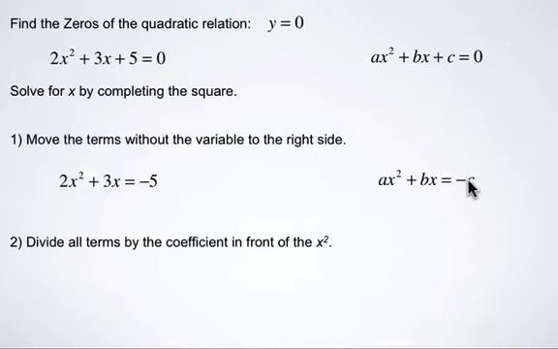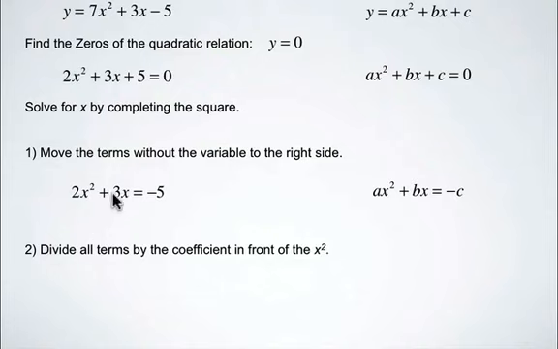Now what we're going to do is divide all the terms by the coefficient in front of the x squared. So we're going to divide both sides by this 2. Remember, this 2 is a. So we divide all of them by 2. When we divide the first one by 2, we get x squared. When we divide 3x by 2, we get 3x divided by 2. And then on the right-hand side, we get negative 5 divided by 2. Here it is over here. So the a's cancel out in the first term, bx divided by a, and negative c divided by a.